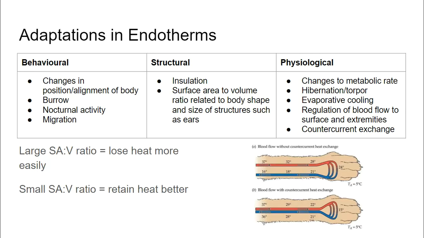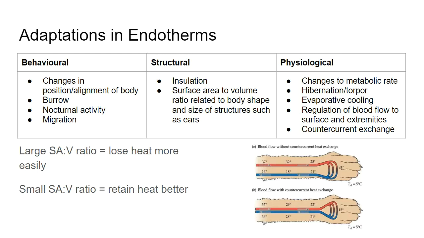For structural, we're talking about insulation, so the different types of fur, maybe blubber, layers of fat, which help to regulate temperature. And then we also see the surface area to volume ratio, related to body shape and the size of different structures. These include things like ears. A large surface area to volume ratio means that the organism will lose heat more easily, and a small surface area to volume ratio will retain heat better.